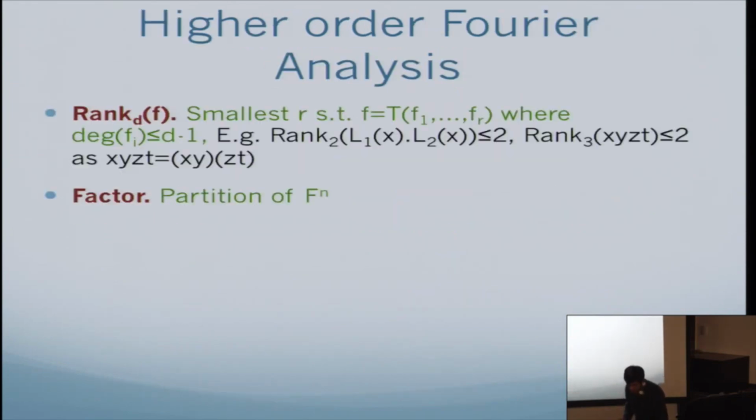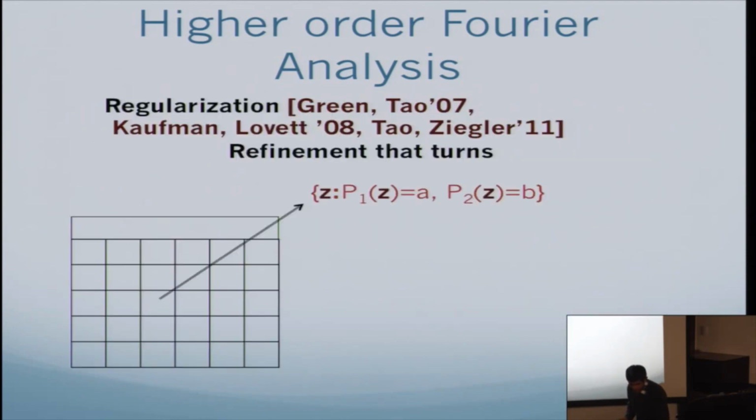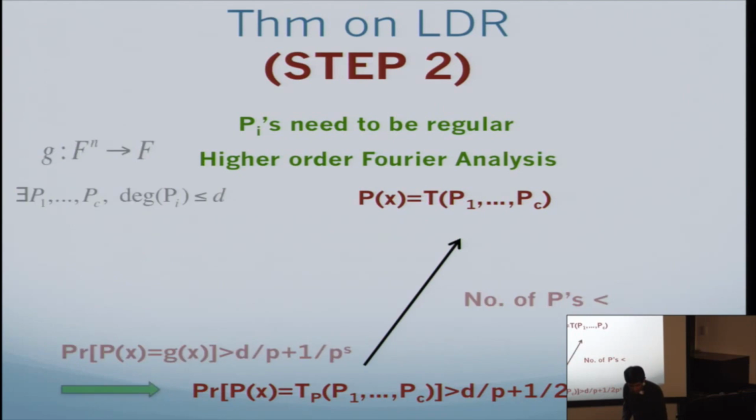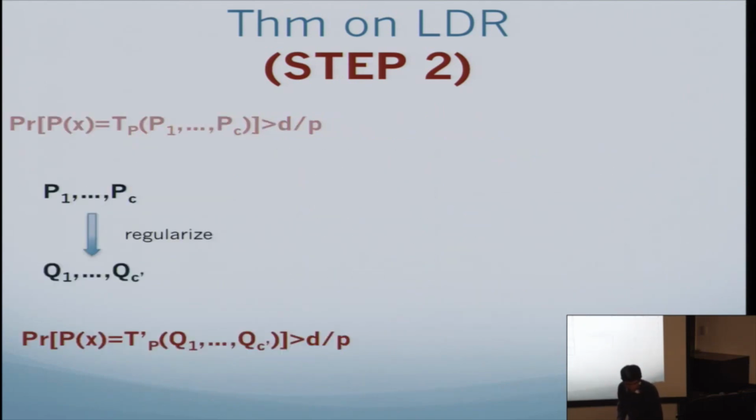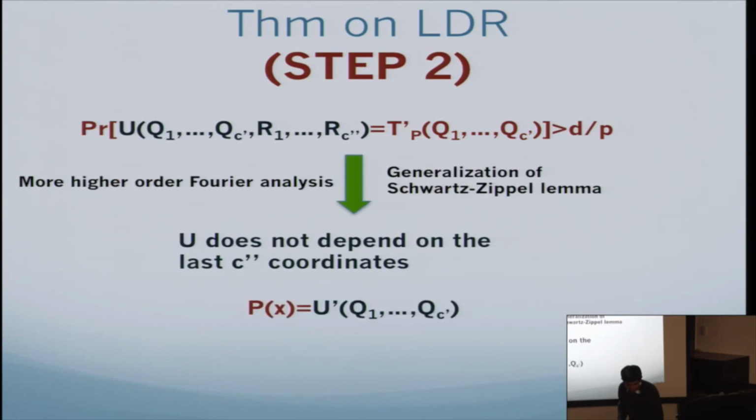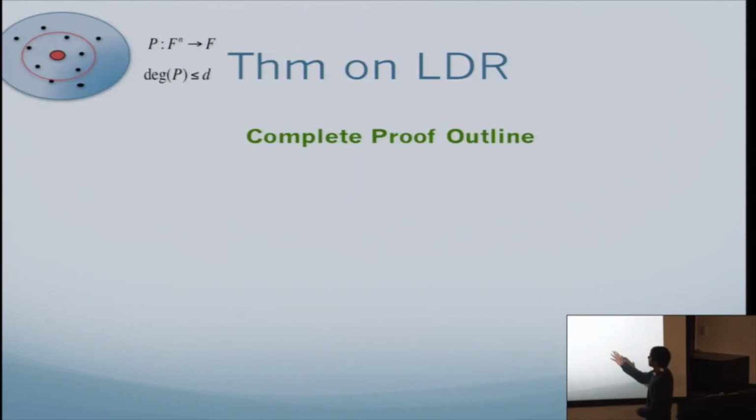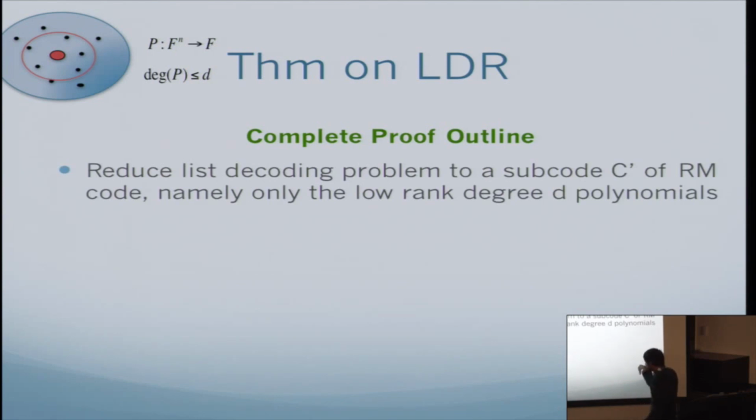I'm going to skip a lot of slides. Okay, so the complete proof outline is as follows. First you reduce the list decoding problem for the general Reed-Muller code to a special kind of Reed-Muller code, namely only the low rank degree. So we only keep those degree d polynomials which have this representation. So we'll fix a universal c and then say any low degree polynomial that can be written like this for a constant c, we'll only keep those, and that's our new code c prime.